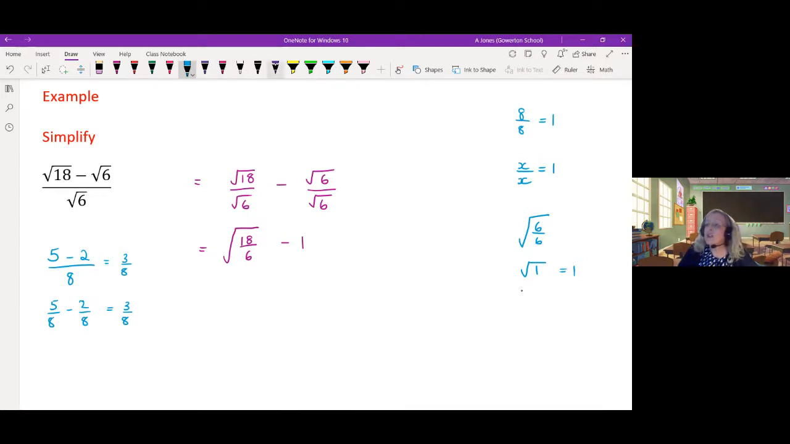So then I would say, OK, well, 18 divided by 6 is 3. So this is the root of 3 subtract 1. And of course, if you did that on your calculator, it would tell you that it was -1 plus the root of 3 when you were checking this on your calculator. So that's just something to be aware of.